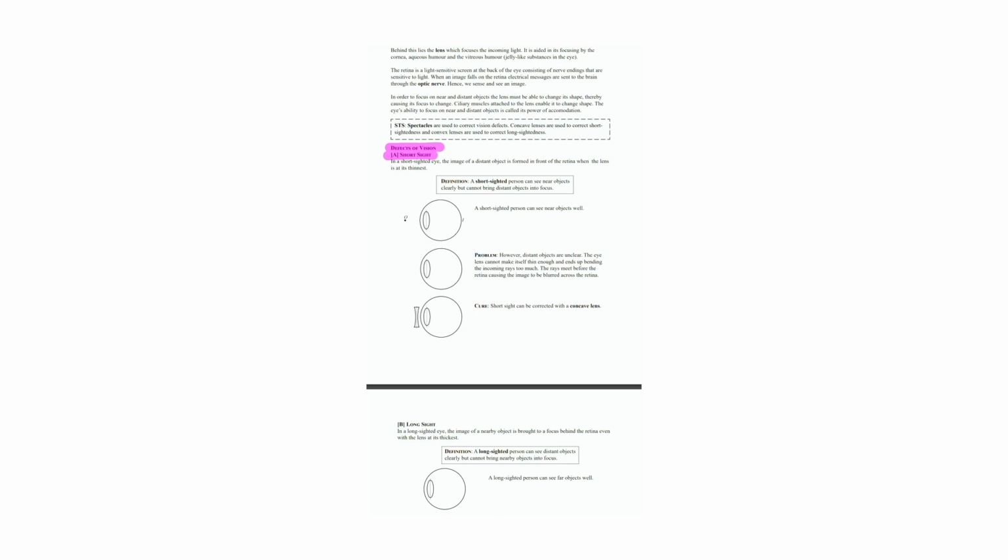A short-sighted person can see near objects very well, but when they're looking at distant objects, it's all a bit of a blur. So short-sighted means I can see near objects well, but not distant objects. You've got a series of diagrams here, and you want to be able to draw rays on them to explain this situation. So this is a very popular exam question. So let me have a look at this in detail on the board.